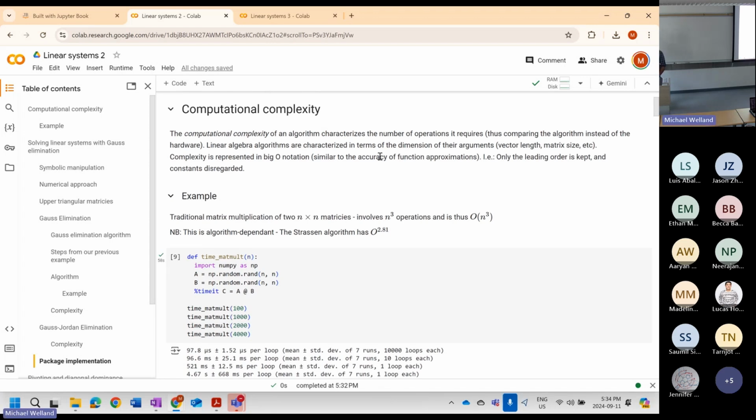I hate to read the slides directly, but here I am anyway. Computational complexity literally counts the number of operations. That way it's supposed to be free of hardware. There's kind of a problem as soon as you start timing things: if you time things on different machines, obviously you're going to get different answers.